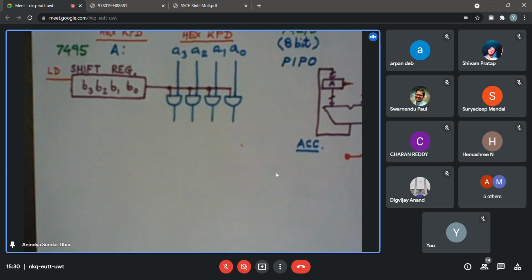Rahul Ranjan, would you like to say something? Anyway, your microphone is causing some noise. So if you want to say something, please say. Otherwise, you mute yourself.